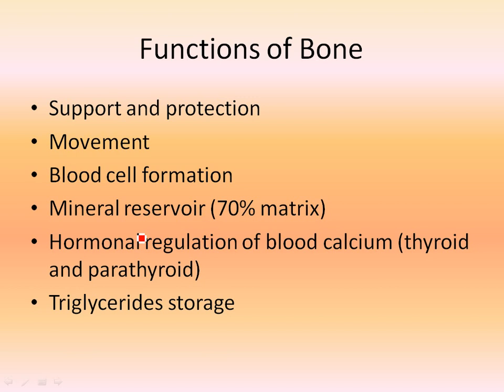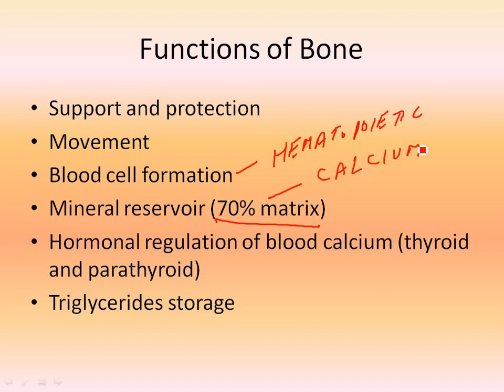Blood cell formation. The bone marrow, which is found inside long bones, is a hematopoietic organ because it has the ability to form all types of blood cells: RBC, WBC, platelets. It is a rich mineral reservoir. 70% of the matrix is made up of inorganic calcium and phosphate salts. So calcium salts like calcium carbonate, calcium phosphate.